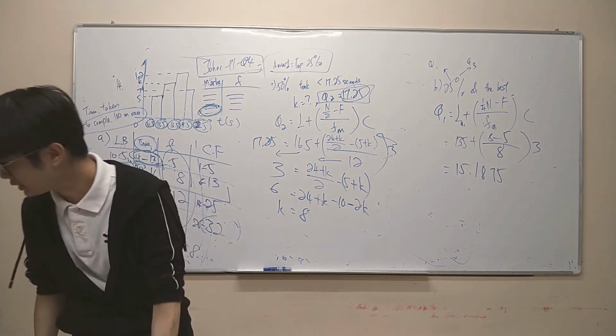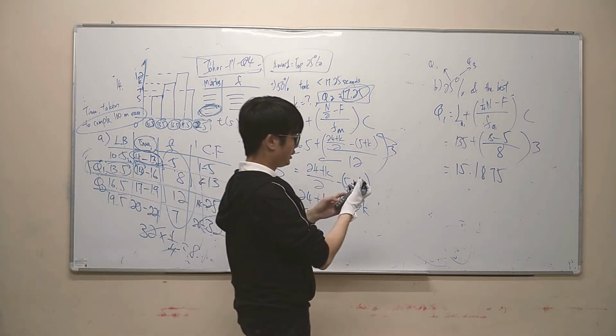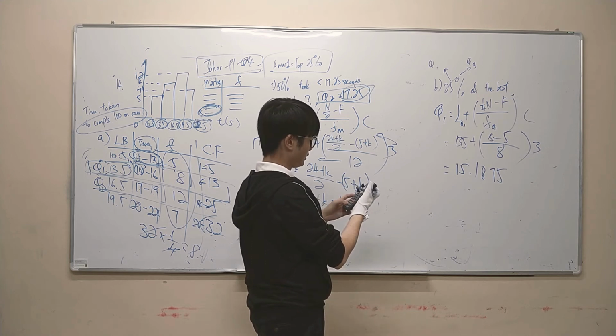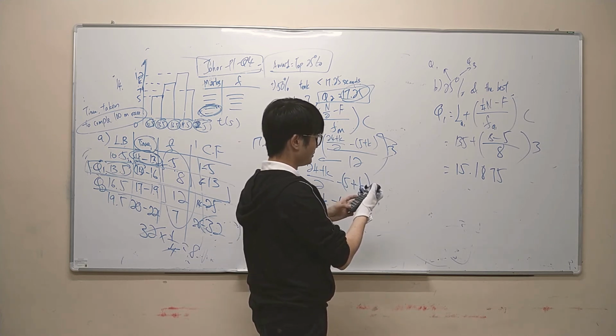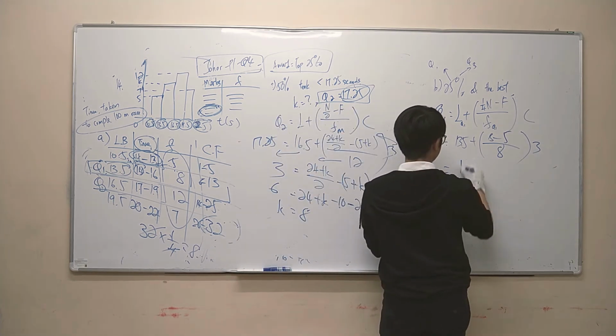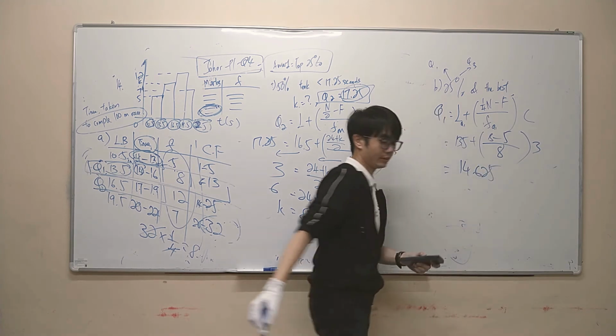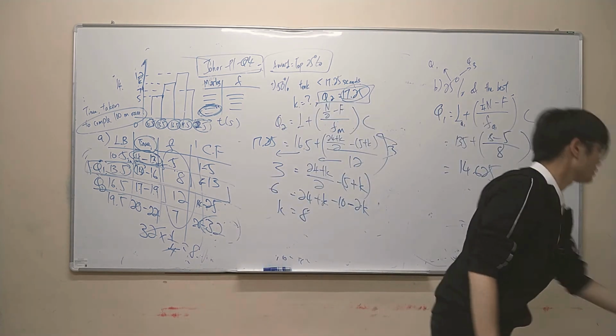Okay, did I press it wrongly? 3 times 3 is 9. Then divide 8 plus 13.5. 14.625. Okay? Okay, next question.